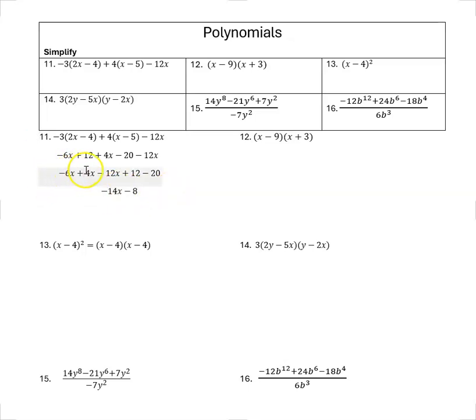And so when you have -6 and +4 minus 12, that's going to give you -14x. Remember, the x doesn't change, the value stays the same. And then we have 12 minus 20, which is -8.